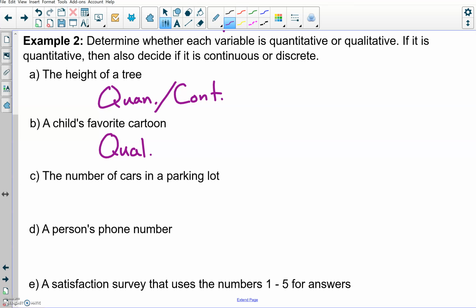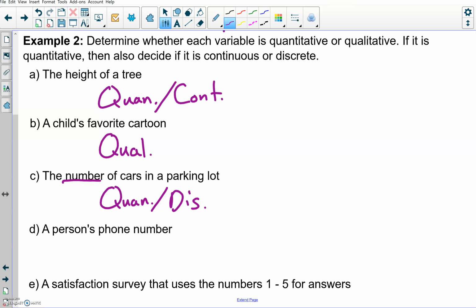The number of cars in a parking lot. As soon as you see that number, that's a pretty telltale sign that you're looking at quantitative. If you go out there and count the number of cars, you're getting numbers from that. And if you add together the numbers, they will have meaning. So quantitative for sure. And if you're counting, you're not going to say there's half a car; it's either going to be 1 car or 2 cars or 3 cars. You're not going to have half cars or 3/4 cars. Even if it's a bigger car, you're not going to say, ooh, that's 2 cars in 1 or 1 3/4 cars. So this is going to be discrete.